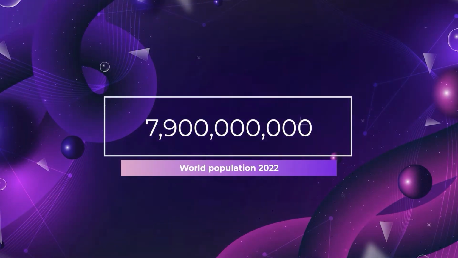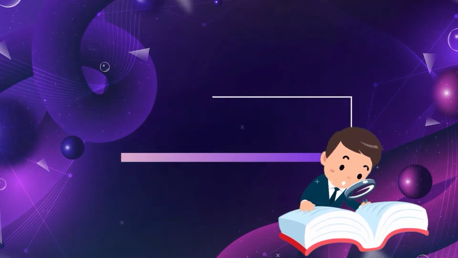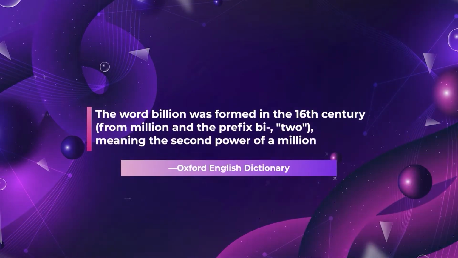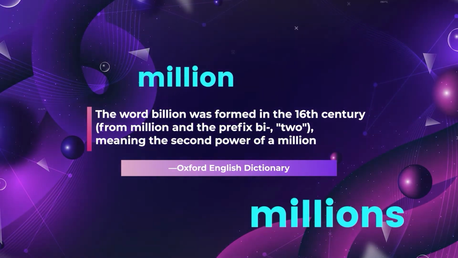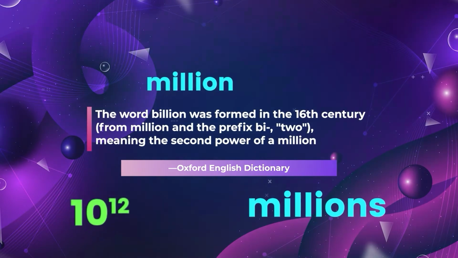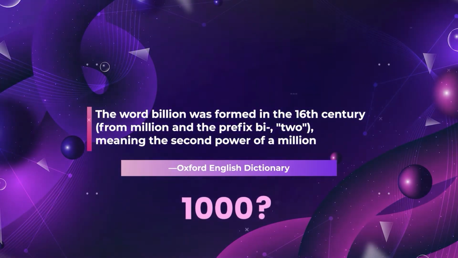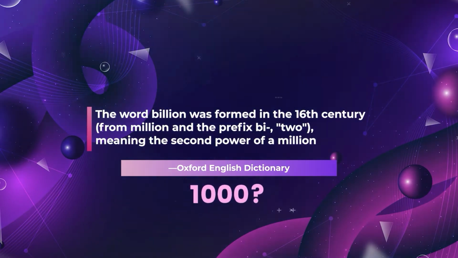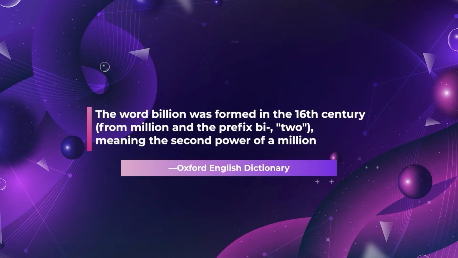English is not my first language, not even the second one, so let me quickly check the dictionary. According to Oxford English Dictionary, a billion is a million of millions, or simply put, 10 to the power of 12. So, I guess I overestimated the world population by 1,000 times? However, I'm pretty sure you, my friend, are going to use the same wording I used.